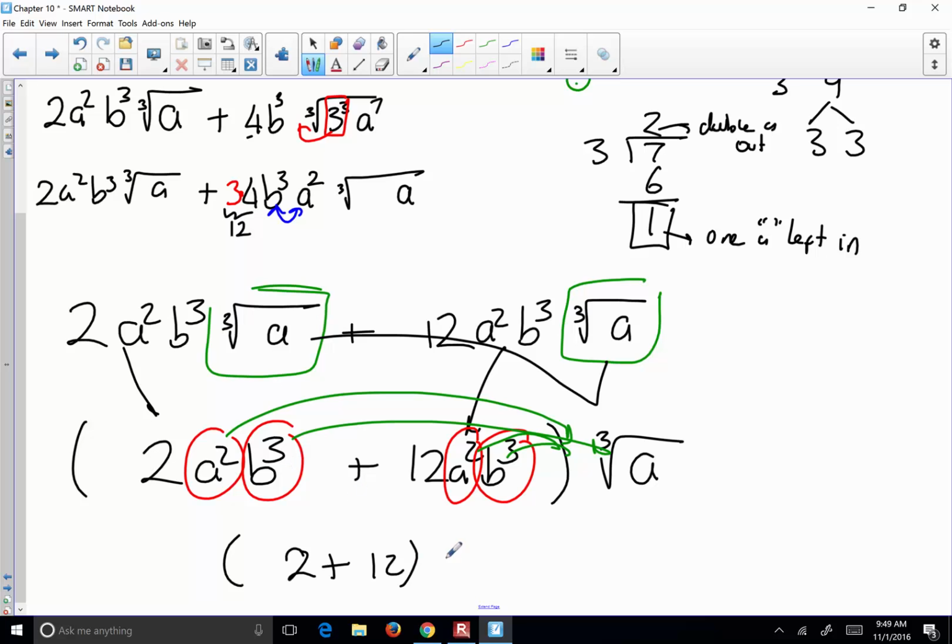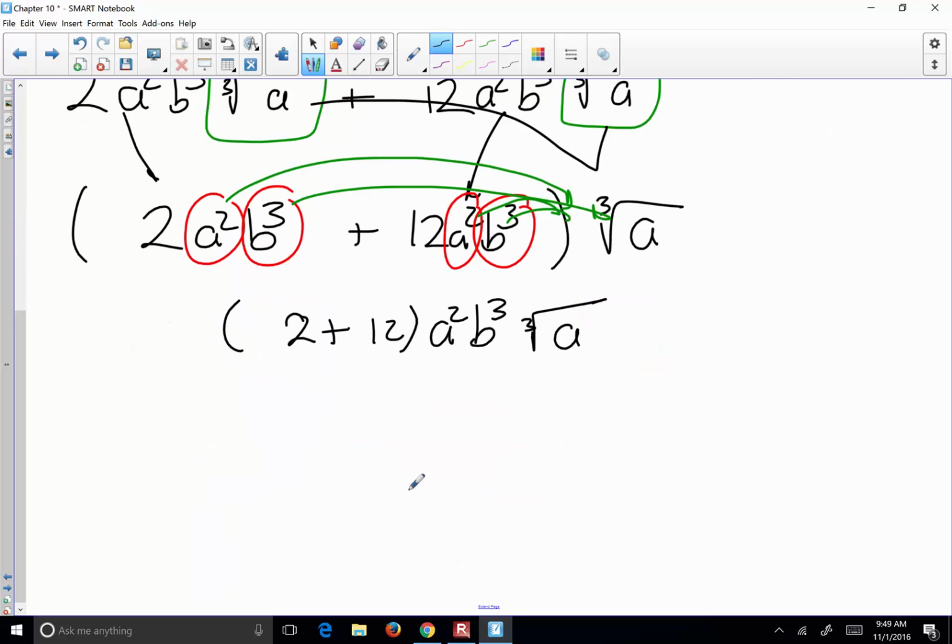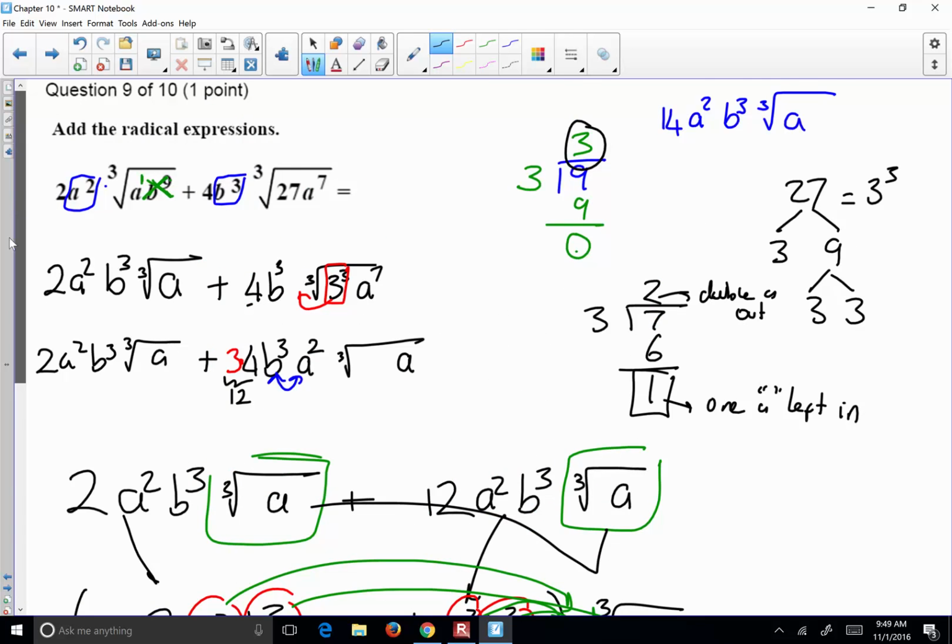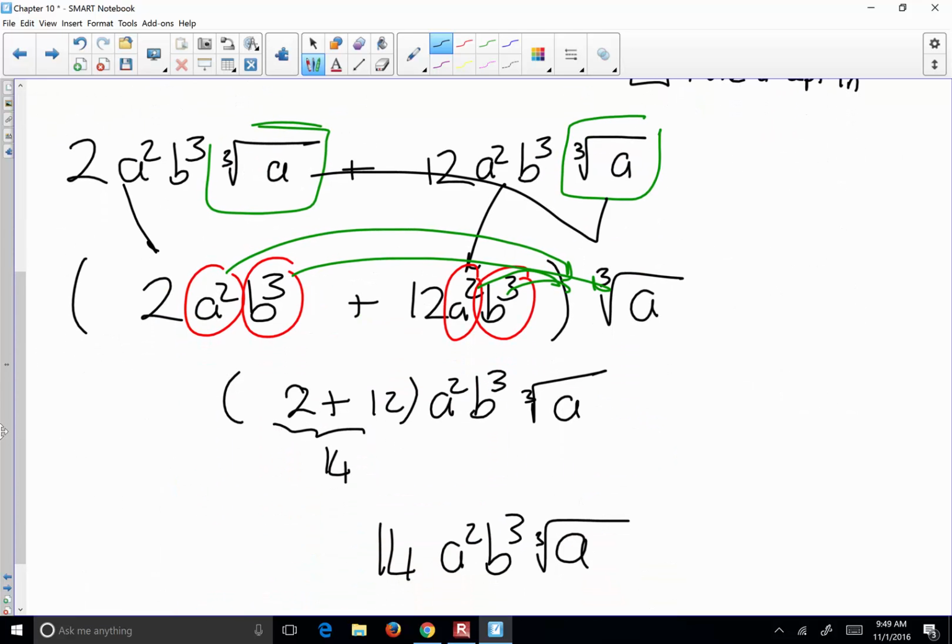A squared and b cubed are the GCF, greatest common factor of each. So they will move outside, and these two will become 14. So the answer is 14a squared b cubed times the cube root of a. So the answer is yes, right. Okay.